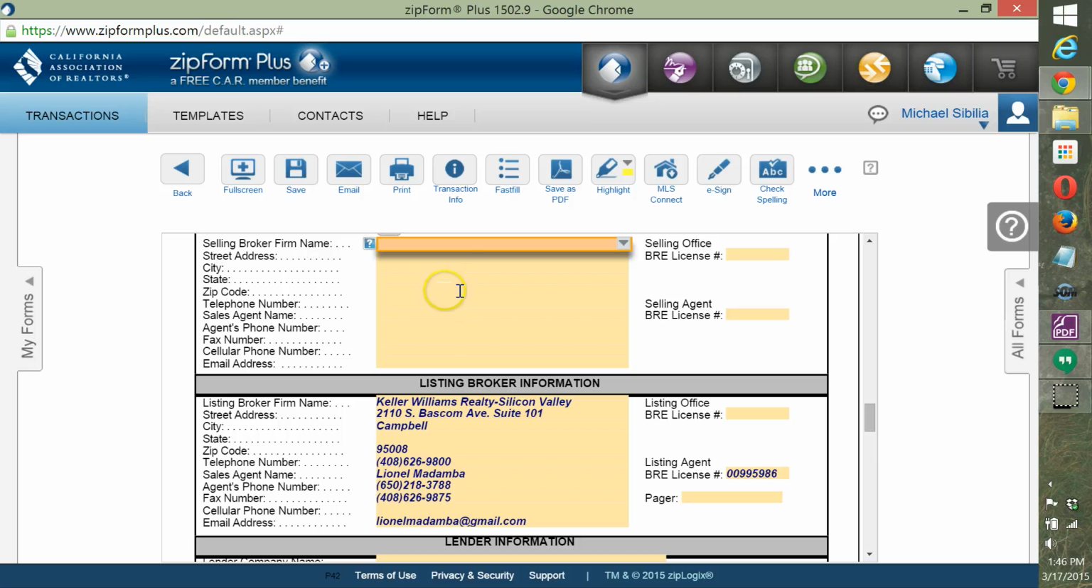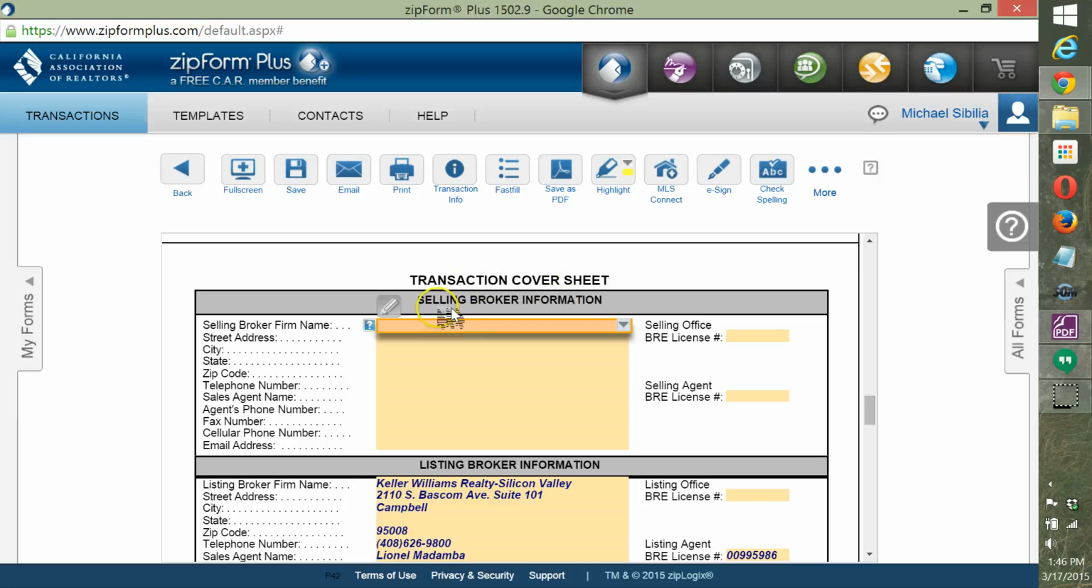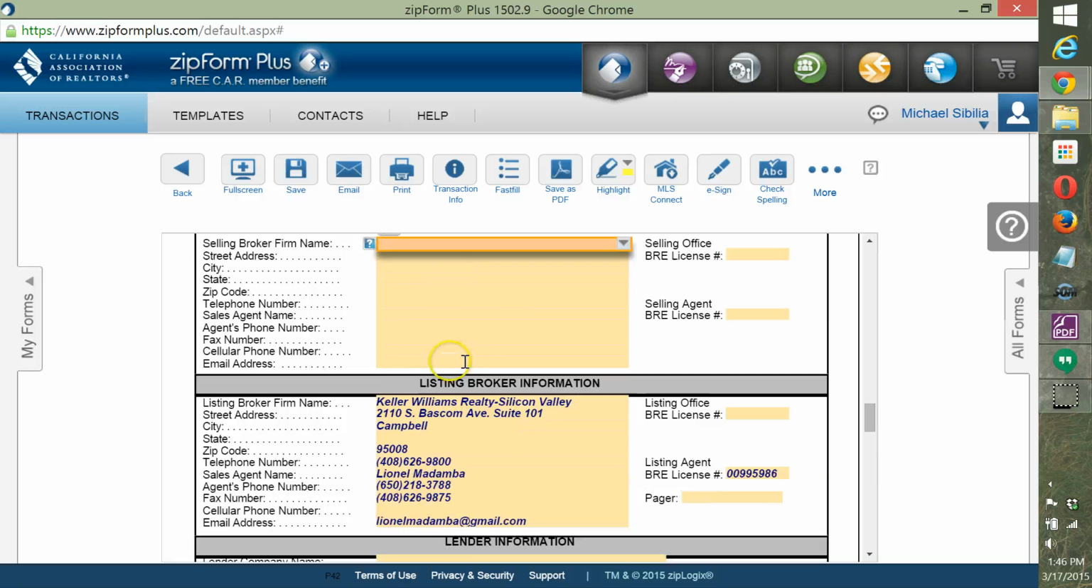The listing broker information, I happened to pick one of our listings, just so you would get in the habit of writing offers on one of our listings. But this is in the template we should have already filled out. We're the selling broker, and we should have filled out all this information already.